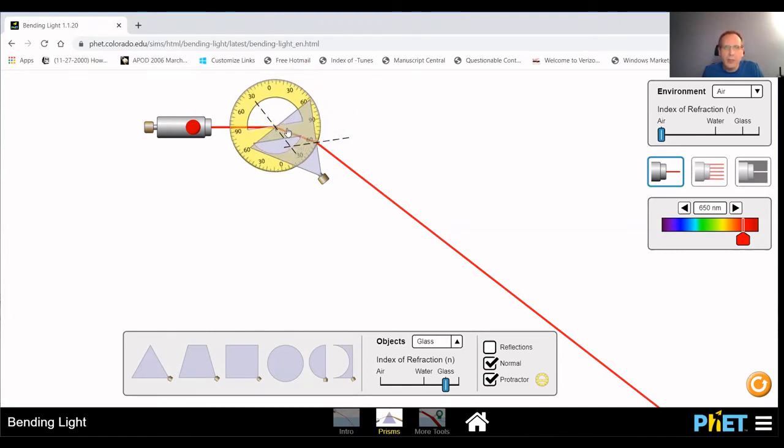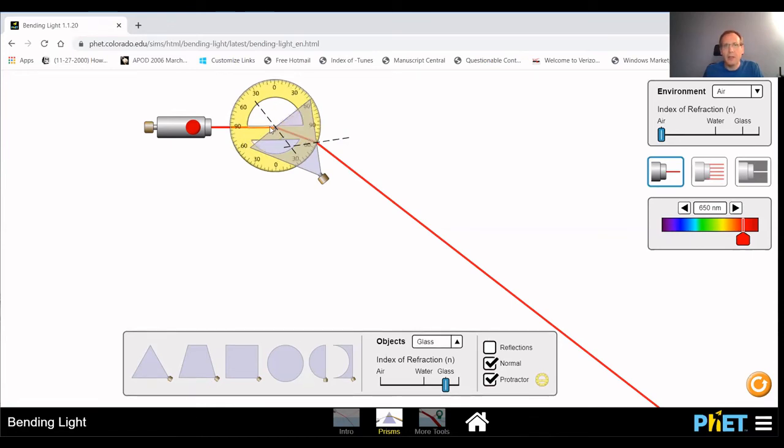You're gonna bring the protractor down. What I would do is maybe put the 0 where the dashed line is, and then do your best to read this angle. So that would be like I1, right? That would be your first angle of incidence.